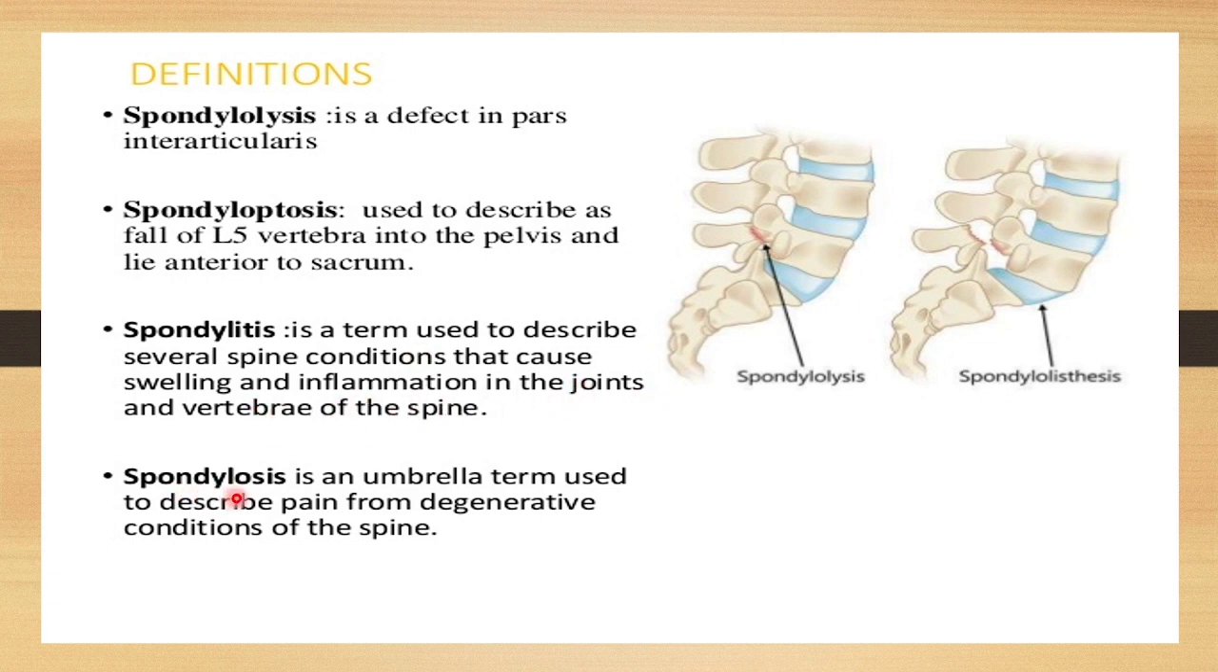The next condition is spondylosis. Spondylosis is an umbrella term used to describe pain from degenerative conditions of the spine. It is known as osteoarthritis of the vertebra. These degenerative conditions affect both the cervical and lumbar spine, known as cervical spondylosis and lumbar spondylosis.